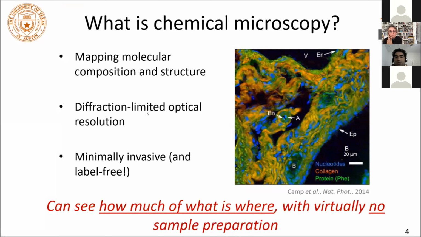This is one example image in a very nice paper showing a hepatic triad, and you can see where nucleotides, collagen, and proteins are just by looking at different bands within a chemical spectrum. So the summary of what I'm trying to say is you can more or less see how much of what is where with optical resolution with pretty much no sample prep. You can just walk in there and do what you want to do.